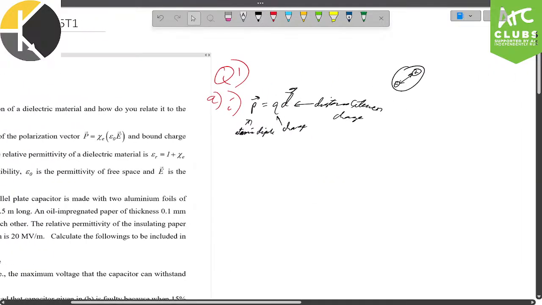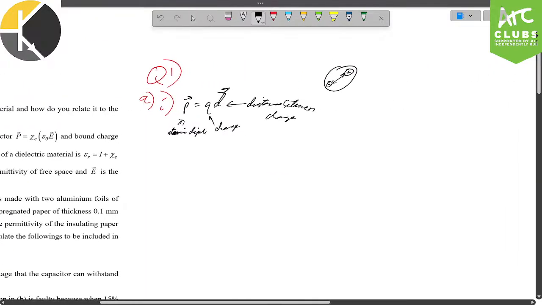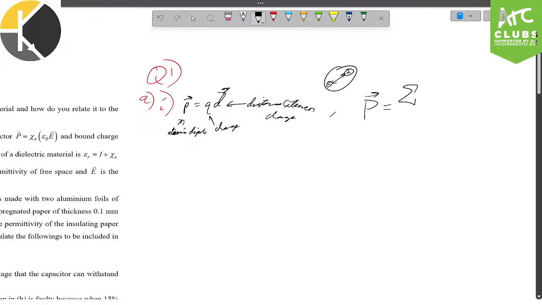Okay, so right here I've used the little p, and so we use the big P as the polarization vector. We denote this to be the summation of all your dipoles over a volume. Okay? And its unit is in coulombs per meter squared.